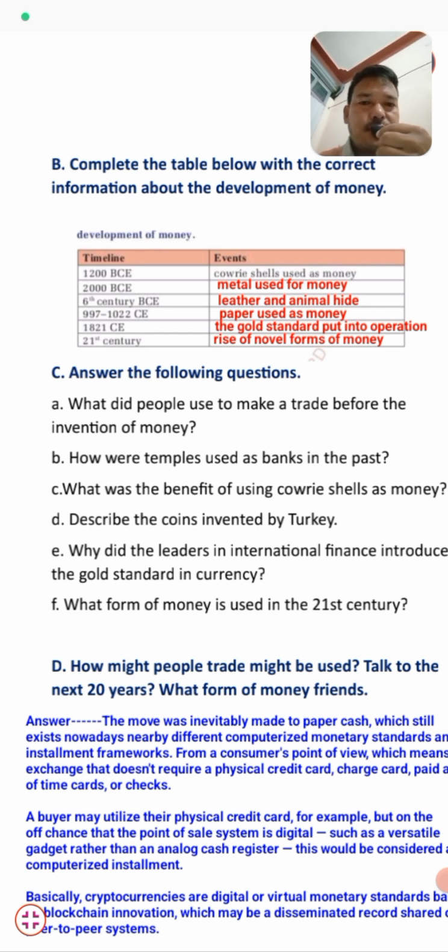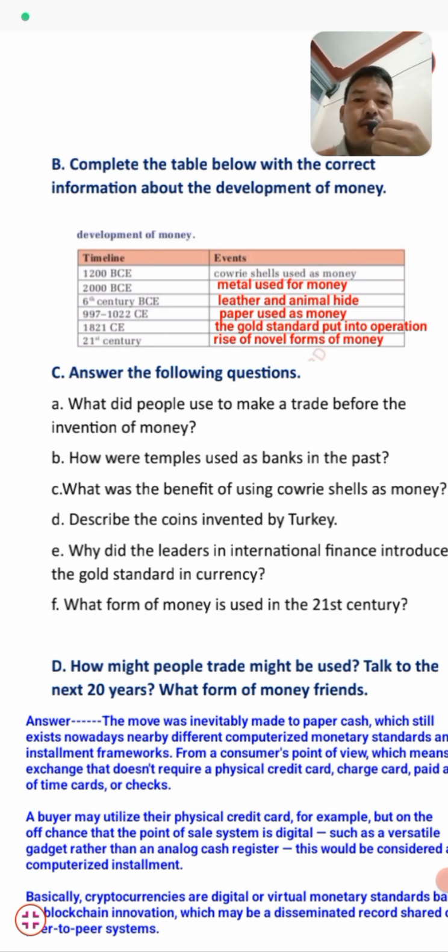Then electrum, that is a mixture of metals, gold and silver, was used for coins and money. And in the sixth century BC, leather and animal skin came in the form of money. And then 997, and then 1022 CE, paper was used as money. Then we have talked about how the Chinese emperor started using paper in the form of money. Nowadays that is called banknotes.